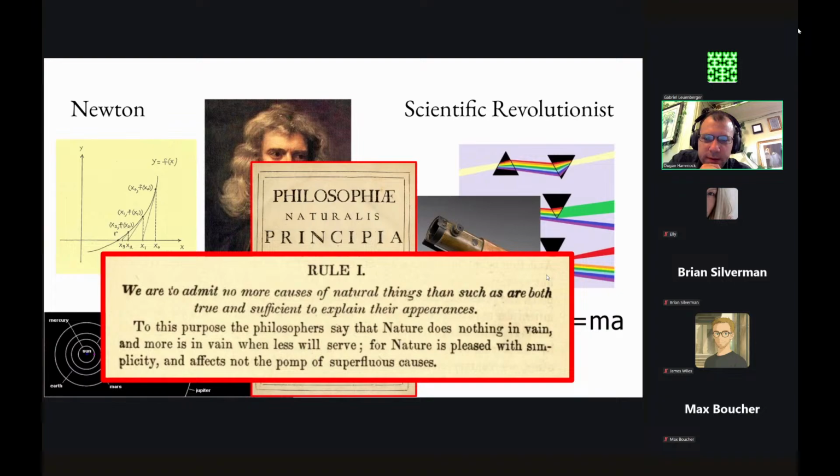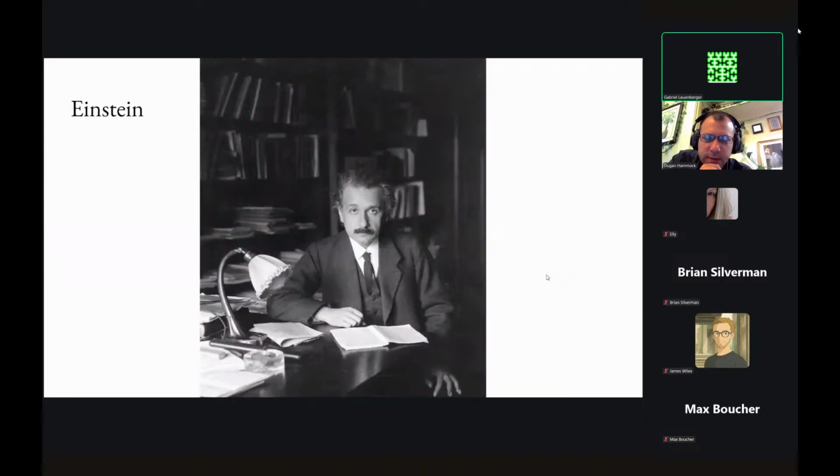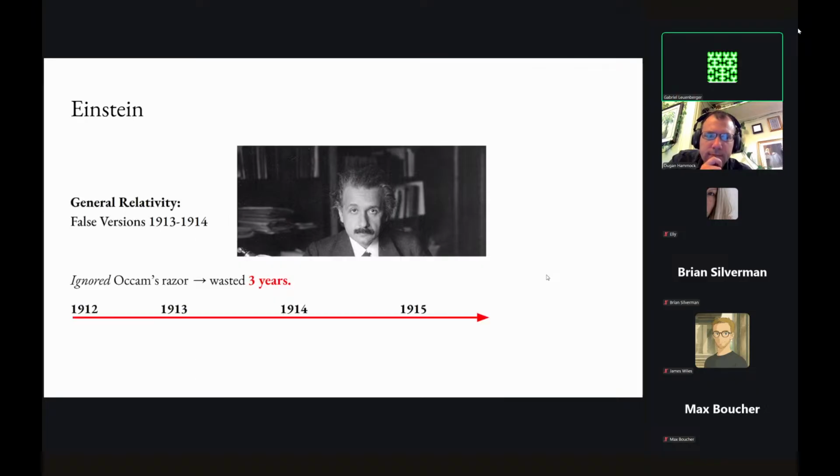Okay, good. So if I talk about Isaac Newton, of course, I have to also talk about Einstein, because people will inevitably ask me questions about Einstein. What did he think about Occam's razor? And for this, I have an interesting story for you about Einstein and Occam's razor.